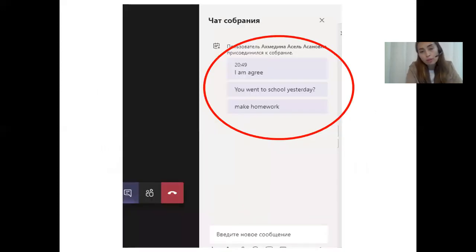This is an example of the chat being used for students for delayed correction, when students see their mistake at the end of the activity, and then they have to write their corrections in the chat.